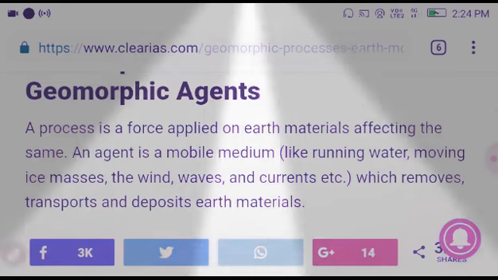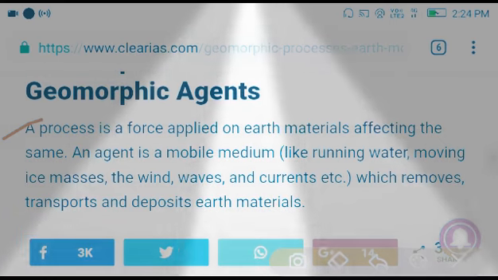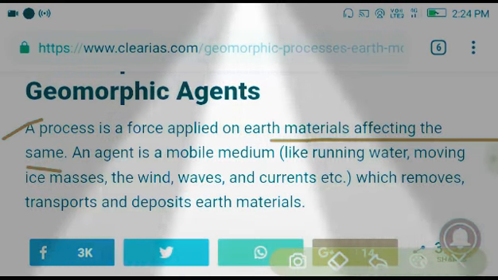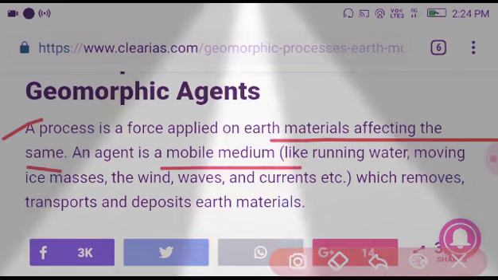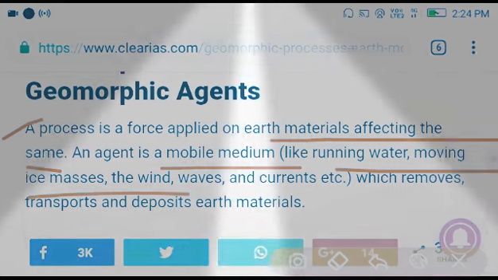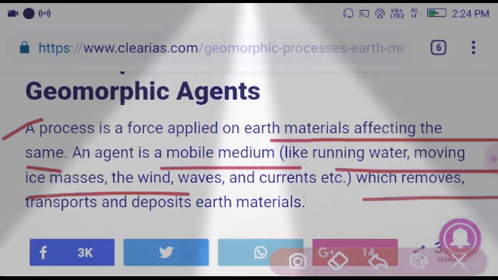A geomorphic process is a force applied on earth material affecting the same. An agent is a mobile medium like running water, moving ice mass, the wind, waves, and currents, which removes, transports, and deposits the earth material.